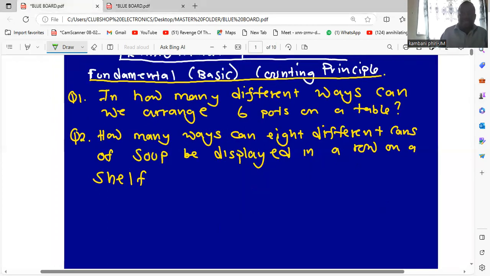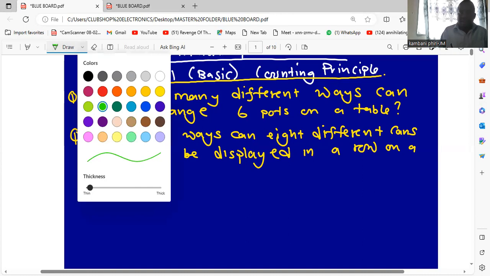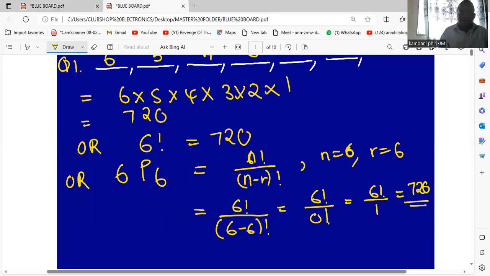Okay, that's that. Number 2. How many ways can 8 different cans of soup be displayed in a row on a shelf? So you're displaying it in a row. It means there's a certain arrangement, a certain order, a certain pattern. So this is a permutation. So we can do the same.